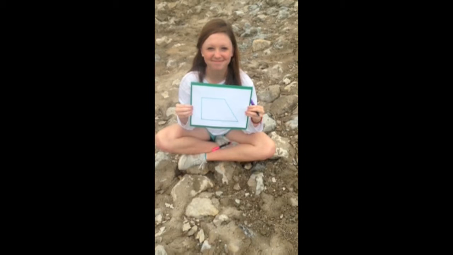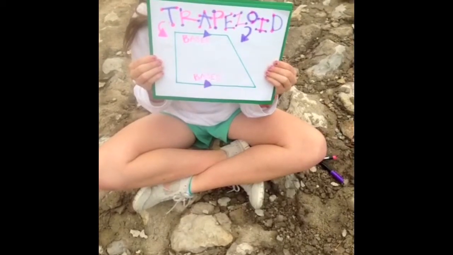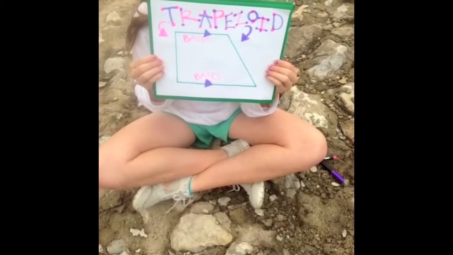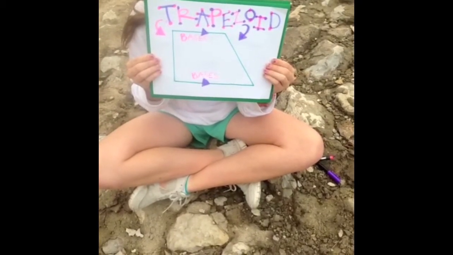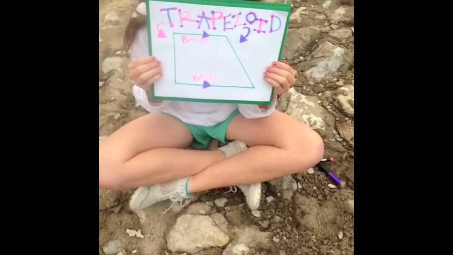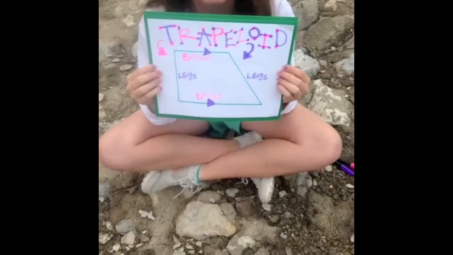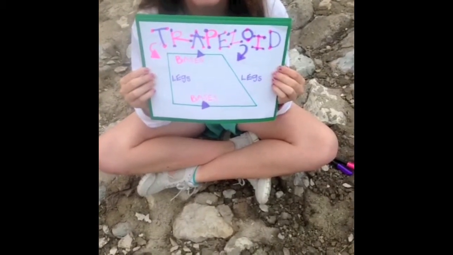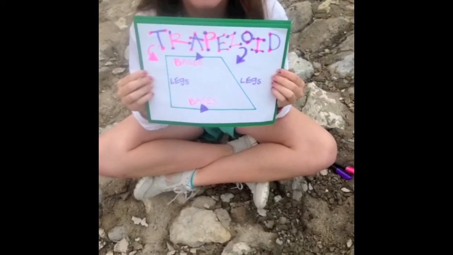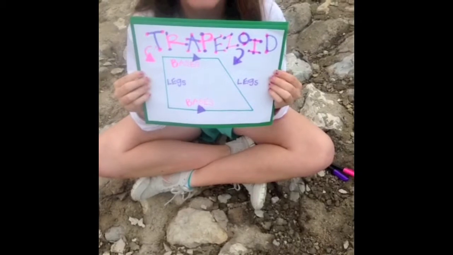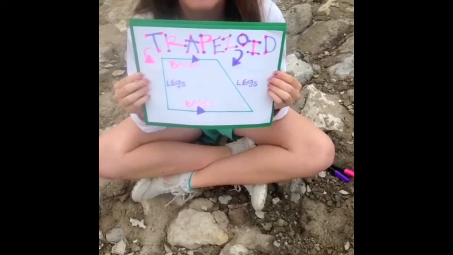This is a trapezoid. A trapezoid is a quadrilateral with one pair of parallel sides, called bases. These bases are always opposite of one another. The other non-parallel sides that make up the trapezoid are called legs. Just like the bases, the legs of a trapezoid are always opposite of one another.